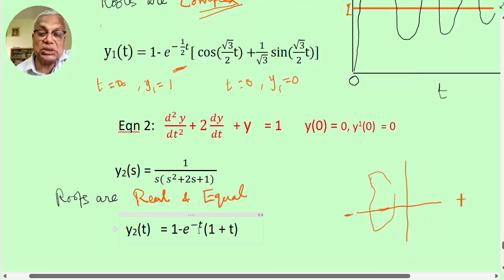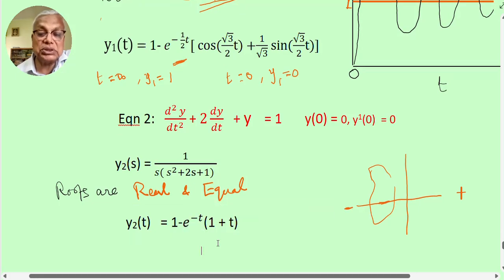These are only exponential negative terms. There is no sine or cos. You have only this term, e power minus t, an exponential term. No sine or cos like in the previous case. So a plot of y2 versus t, how does it look?